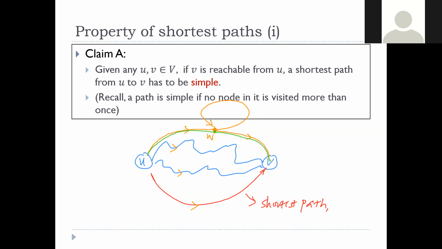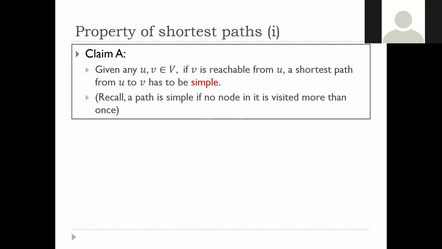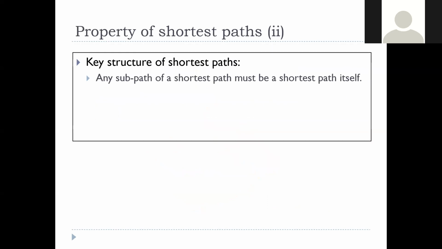So I can always make it shorter. So a non-simple path cannot be shortest. A shortest path has to be a simple path, okay? So this is the first property, okay? The second one is the so-called optimal substructure property of the shortest path, okay?